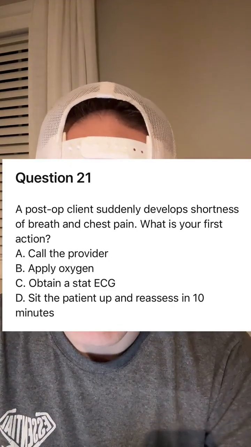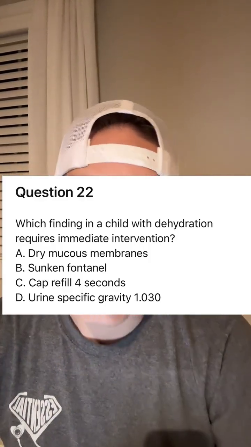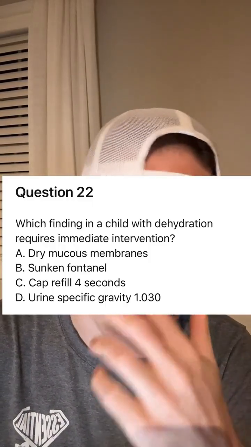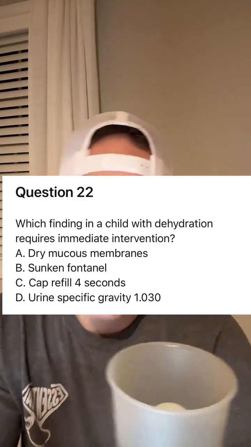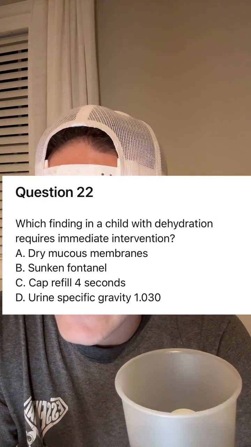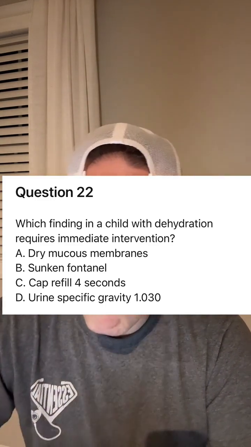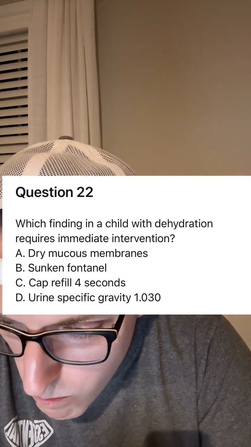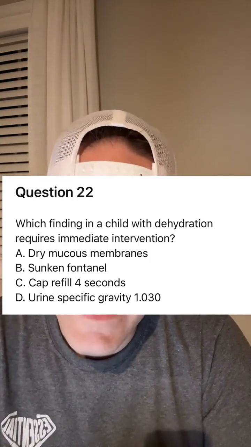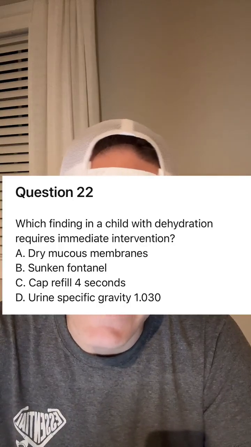All right, so B, apply oxygen. That's our answer. Question 22, moving on. Which finding in a child with dehydration requires immediate intervention? All right, so here I see a lot of people going B, sunken fontanelle. All right, sunken fontanelle is a sign of what?